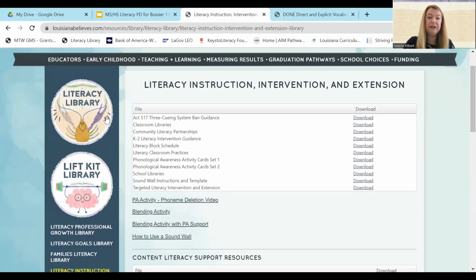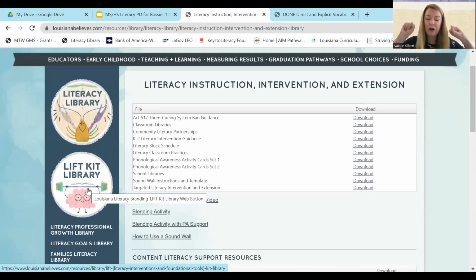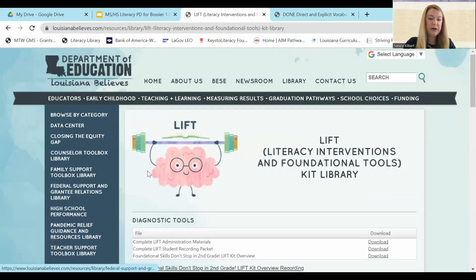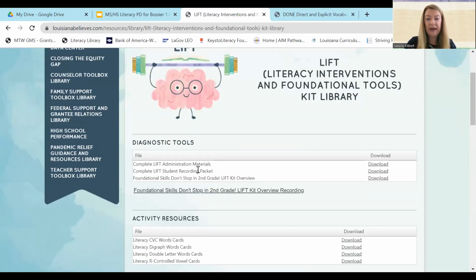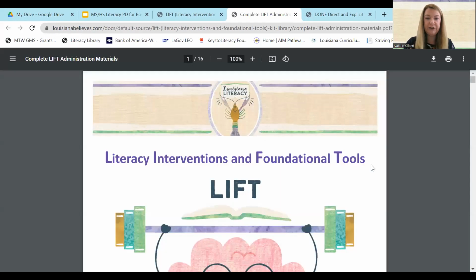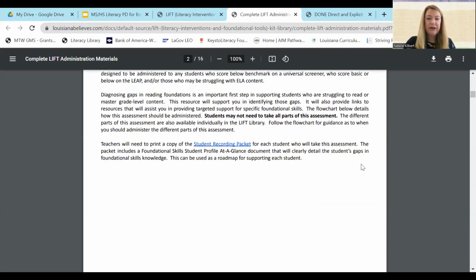If we go back, or even on the side, the thing that I'm referring to right now for fluency is this Lift Kit library. It's a little brain doing the work. So this is where we're going to go. Okay, and this is what I'm referring to when we start fluency practice. They have an administration materials packet and they have a student recording packet. Okay, so we only need one administration material packet for ourselves. We need one recording packet for each student that we do. Okay, so y'all can see, this is what it looks like.